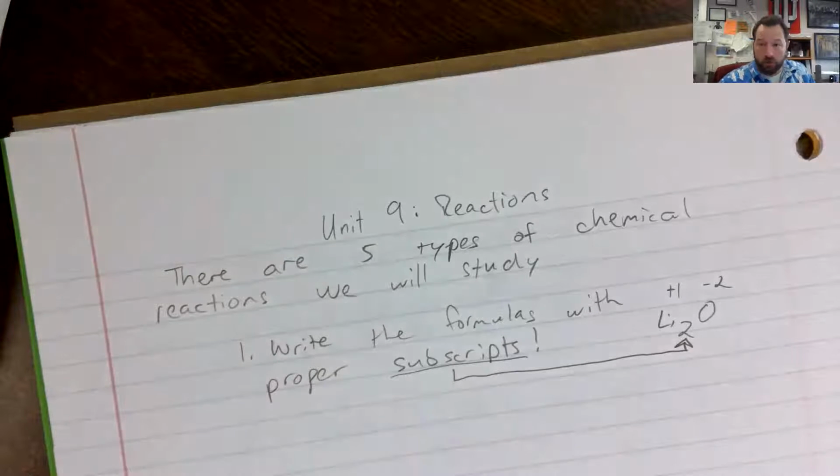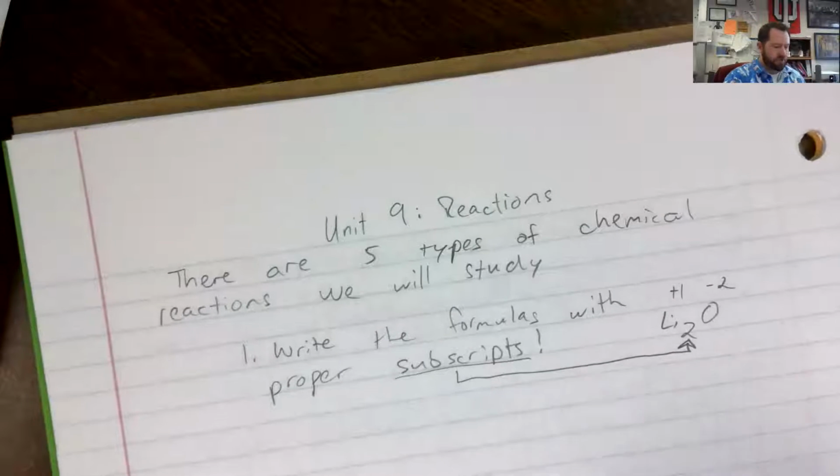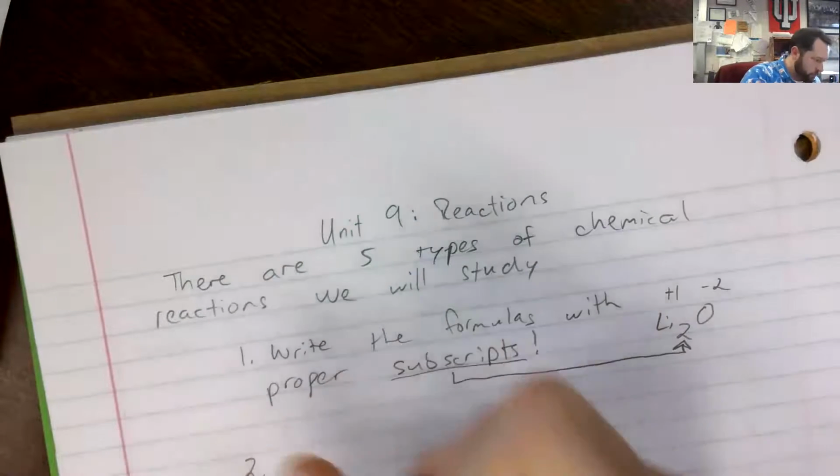In fact, if you're ever struggling to balance a chemical equation, go back and check your subscripts. Chances are you very well may have made a mistake there, and that's what's making it impossible to balance. So always double check that you have the correct subscripts first and foremost.